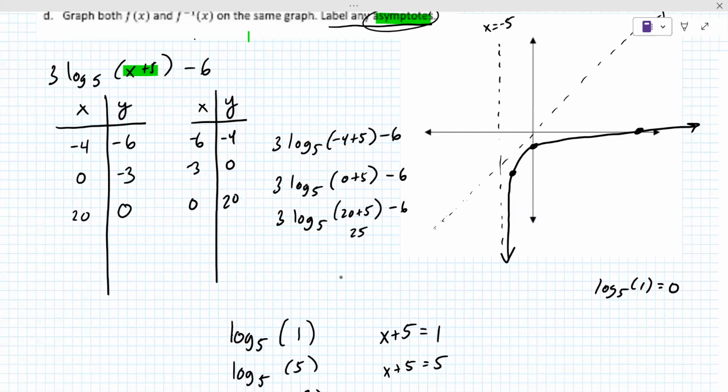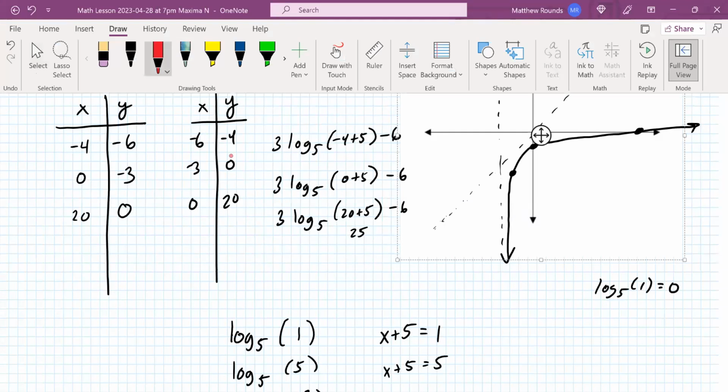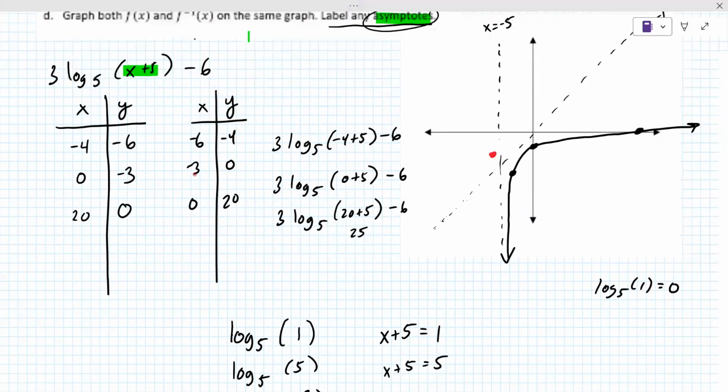Because it's not quite to scale, you're looking for, it's got to have some symmetry. So like this -6, -4 over here on the right needs to kind of look, and I'll do it in red, I guess, for this one. It's got to look like it's kind of reflected over that line that I made. And then same with the -3, 0. Kind of looks like that, kind of reflected over that line there. And then 0, 20.